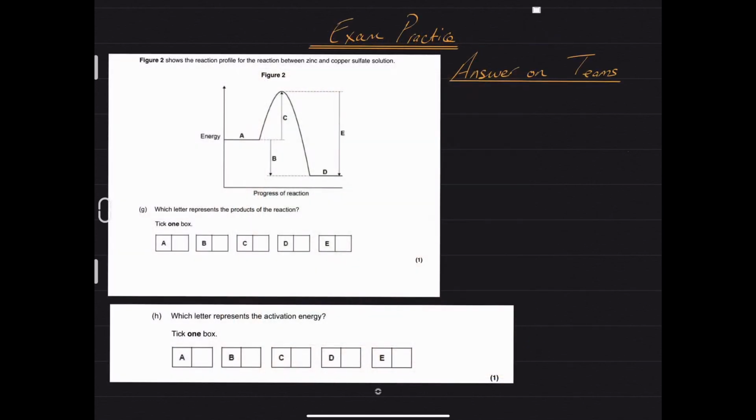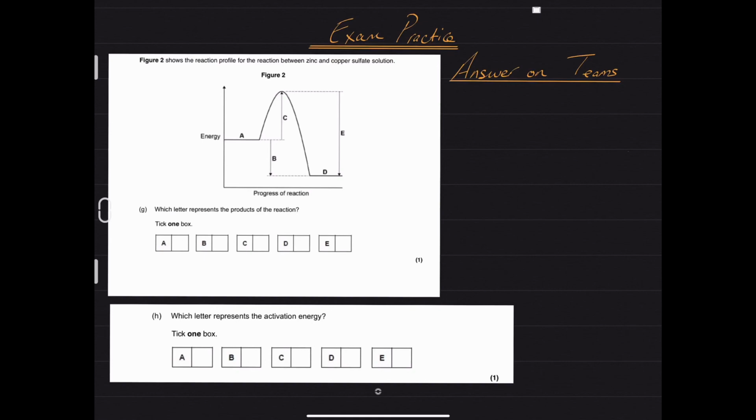Now we're going to look at some exam questions, and I would like you to complete this on a Word document and upload your answers on Teams. So I'm going to cycle through a number of exam questions now. I'm going to show you the exam questions, then I want you to go back and pause at each section, complete your work on a Word document and upload it back to me on Teams.